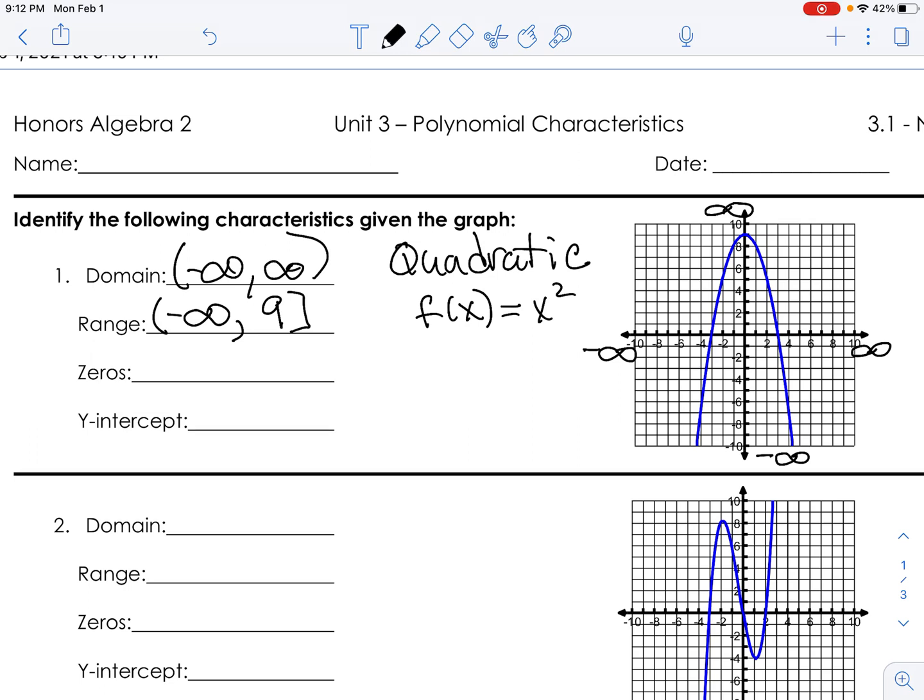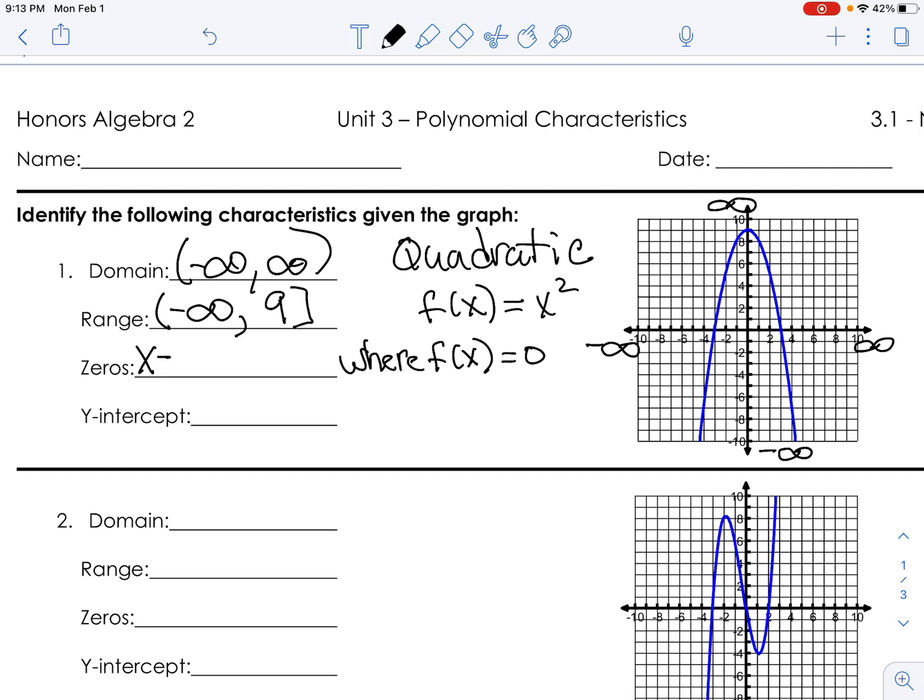The zeros of the quadratic. The zeros are where the function is 0. So in other words, the zeros are where f of x is equal to 0. Well, on the graph, that's your x-intercepts. But when we write them, when you are asked for zeros, you do not write them as x-intercepts. So you write it as x equals 3 and x equals negative 3.